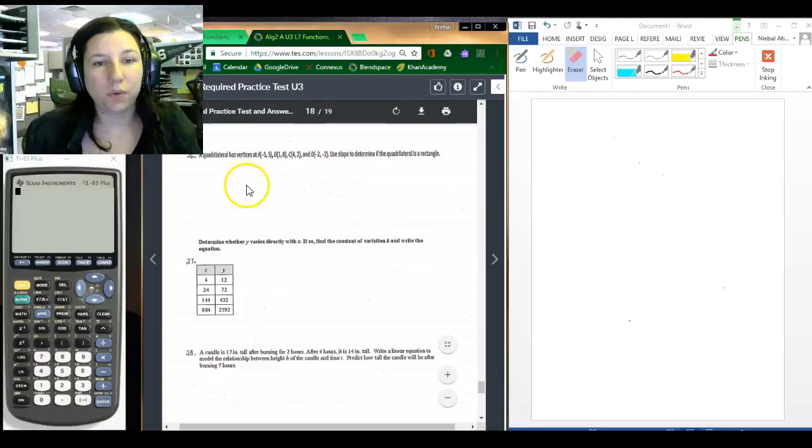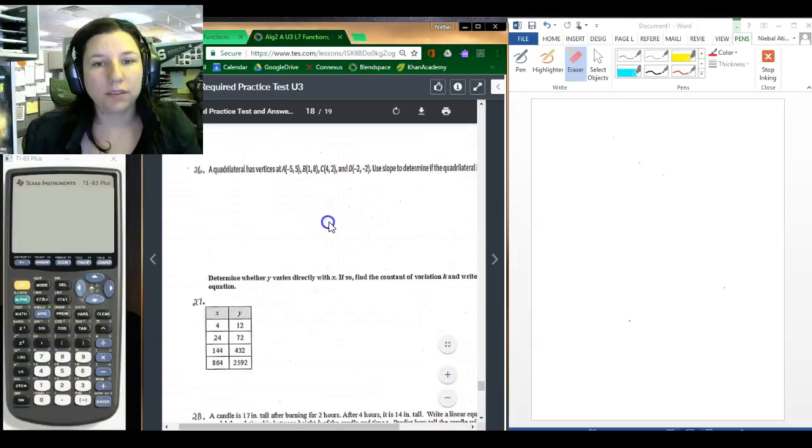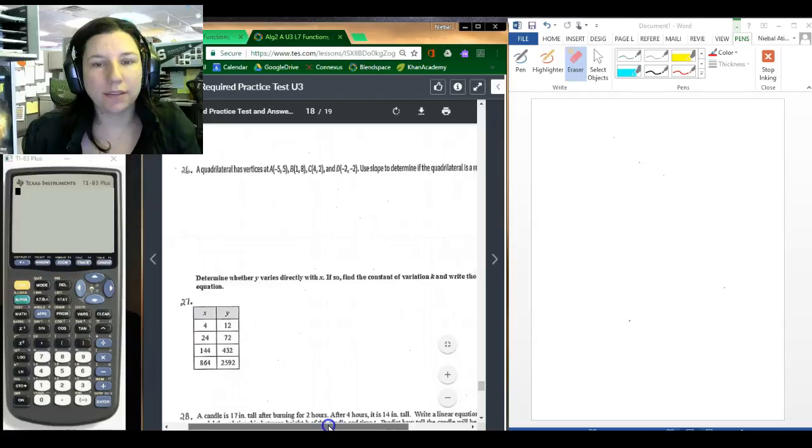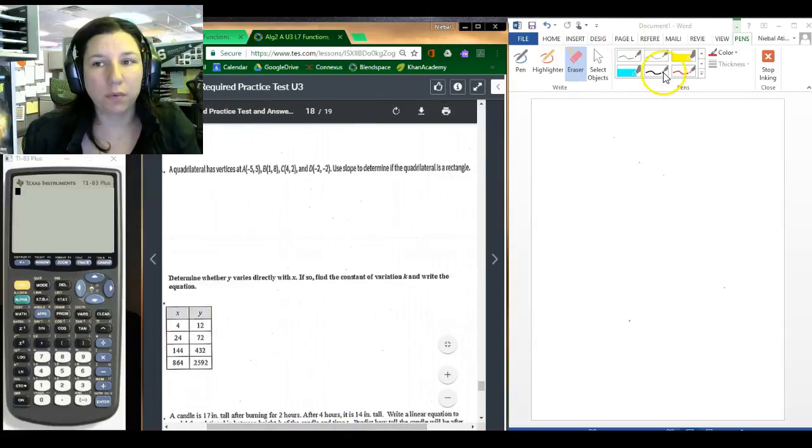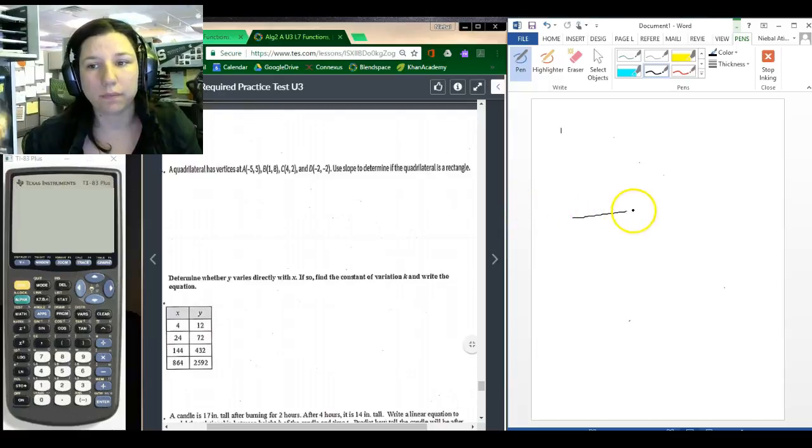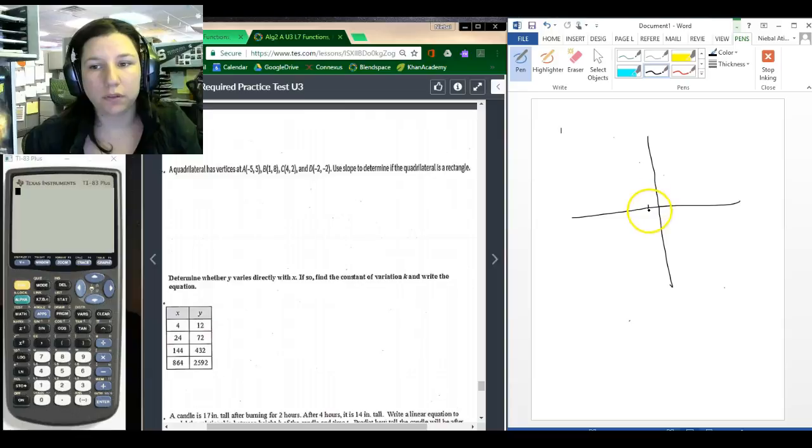Number 26, the quadrilateral has vertices A(-5, 5), B(1, 8), C(4, 2), and D(-2, -2). And they want you to use slope to determine if the quadrilateral is a rectangle. So let's just plot these points first. Let's get an idea of what we're working with.